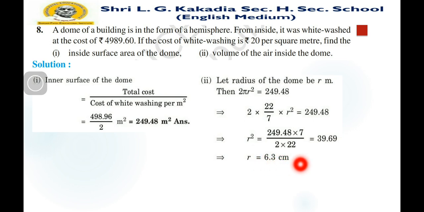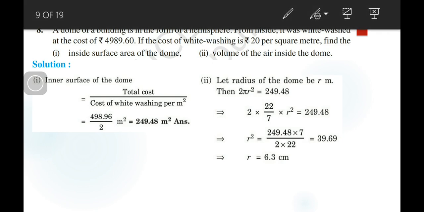So it is the radius of the given dome. It is a meter, not centimeter. So r is equal to 6.3 meter.